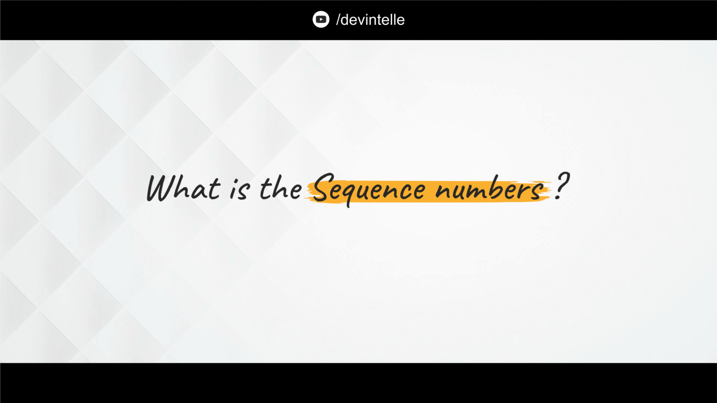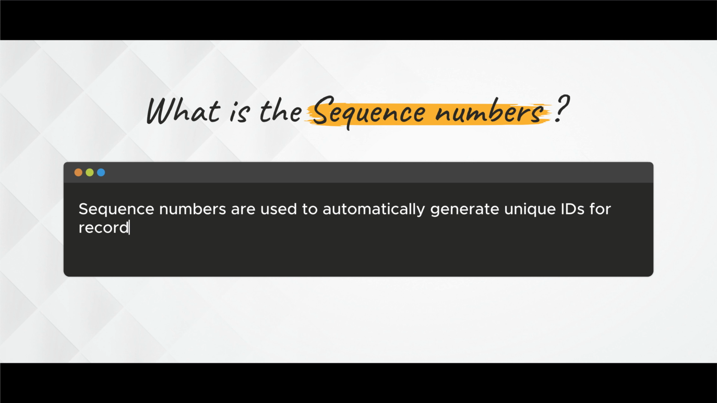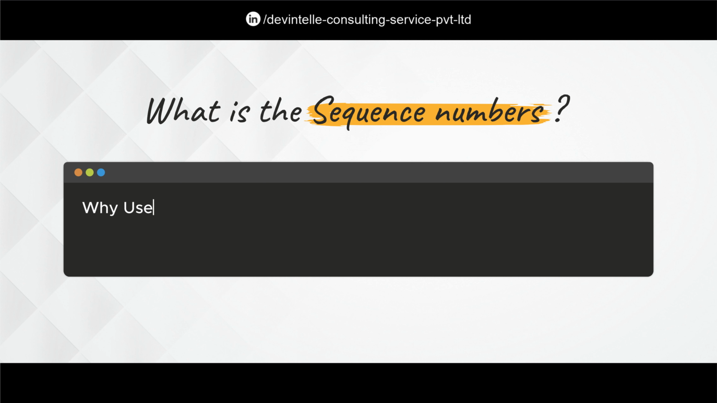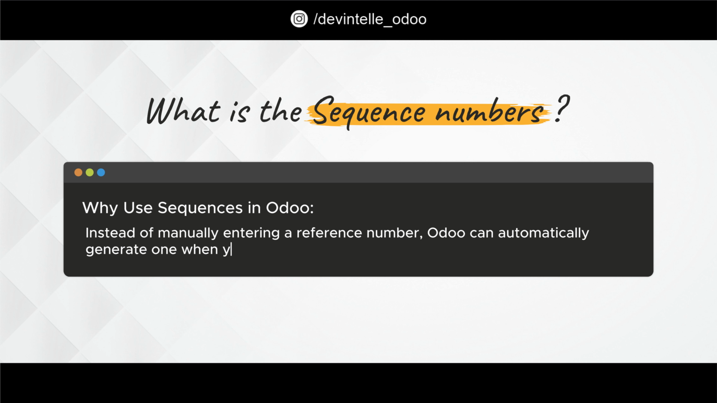Sequence numbers are used to automatically generate unique IDs for records like orders, invoices or tickets. So why do we use sequence in Odoo? Sequences in Odoo help to maintain unique and organized numbering for the business record. Instead of manually entering a reference number, Odoo can automatically generate one when you create the new record.